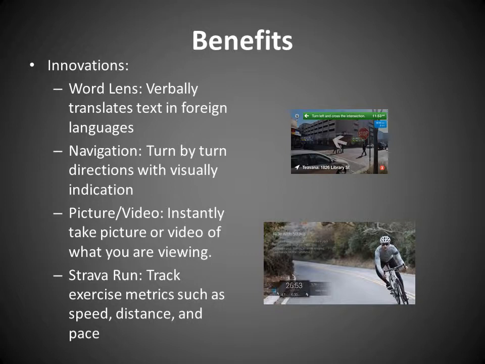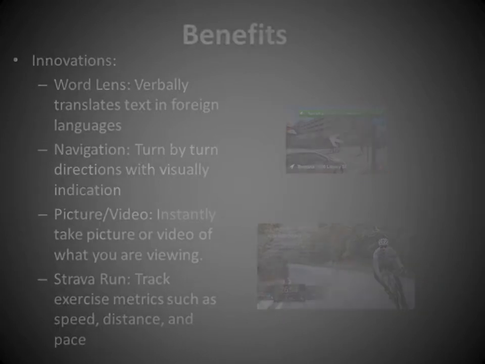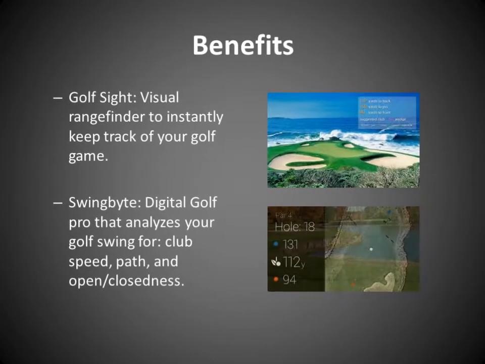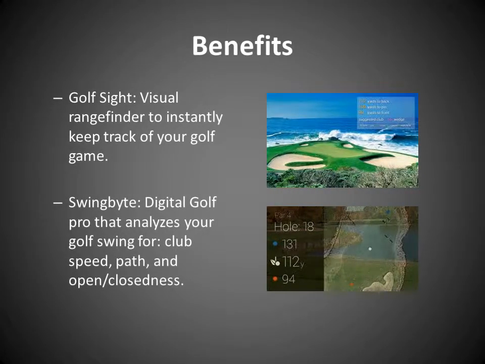Strava Run allows you to track exercise metrics such as speed, distance, and pace. It also has some pretty cool golf apps. Golf Sight is basically a visual rangefinder that you're constantly wearing. And Swing Bite actually breaks down your swing and analyzes your golf swing for club speed, club path, and the degree of your open or closed clubface to attempt to correct your slice.